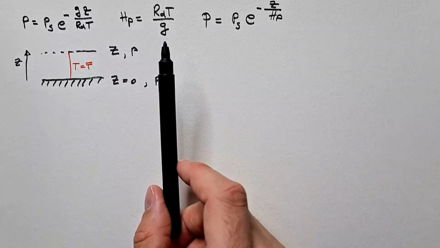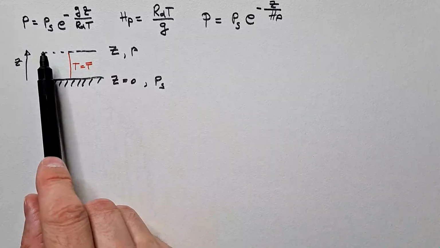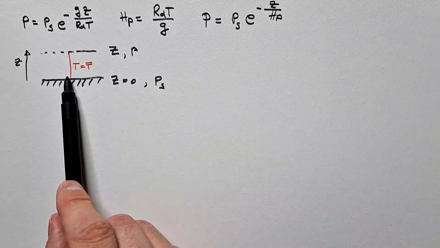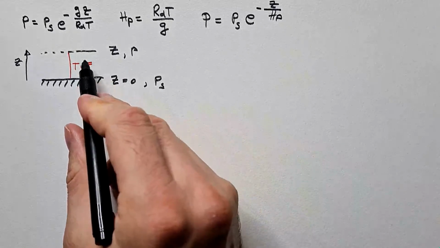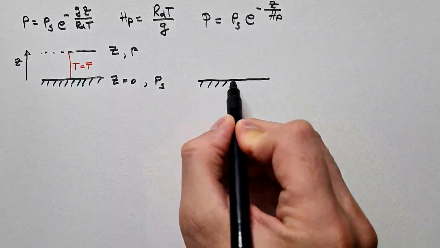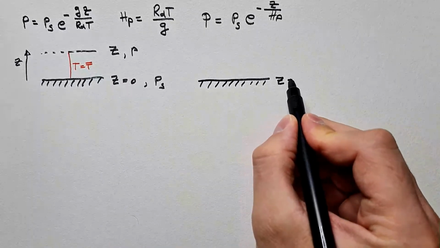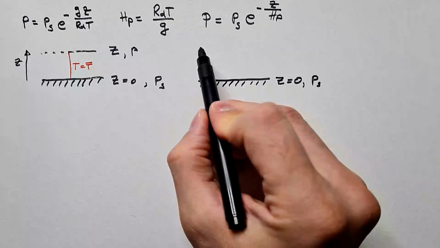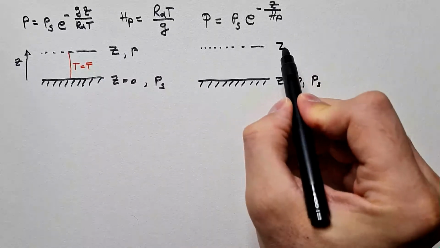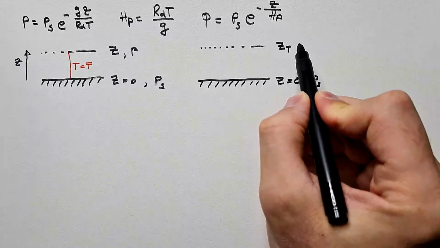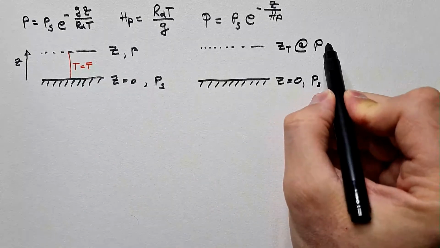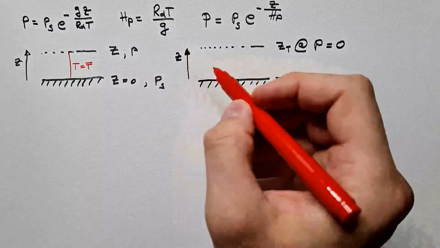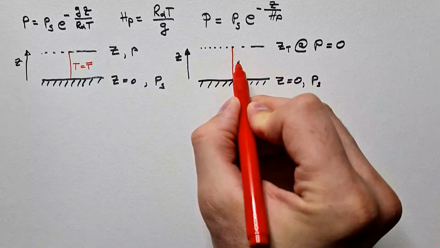Knowing all this, let's ask ourselves a hypothetical question. What would be the upper height of an imaginary atmosphere in which temperature does not change with height? Well, then this figure becomes the following. We would have the surface of that imaginary Earth, that would be z equal 0, and we would have some surface value of the pressure. We would have some height, let's call it zt, z top, and at that height pressure would be 0, and this is the vertical axis z.